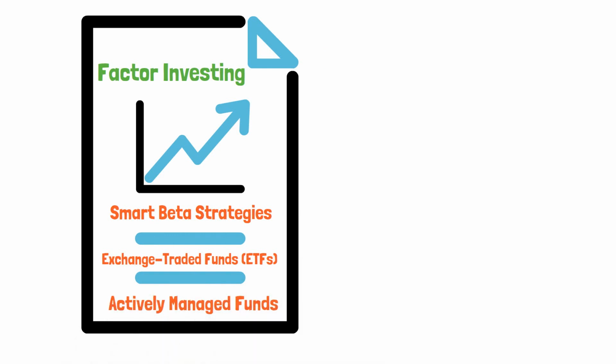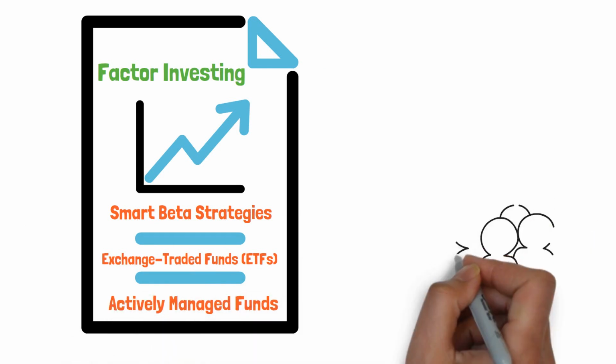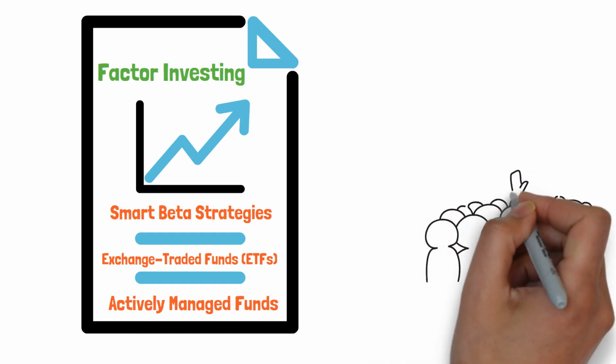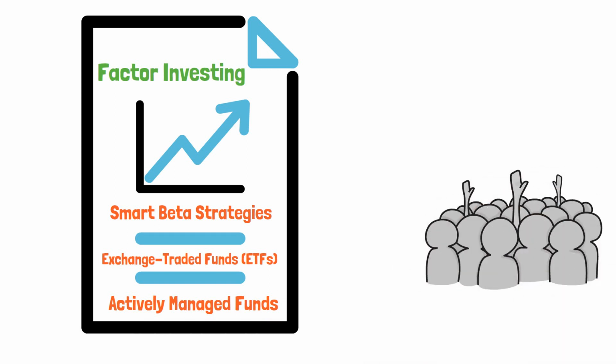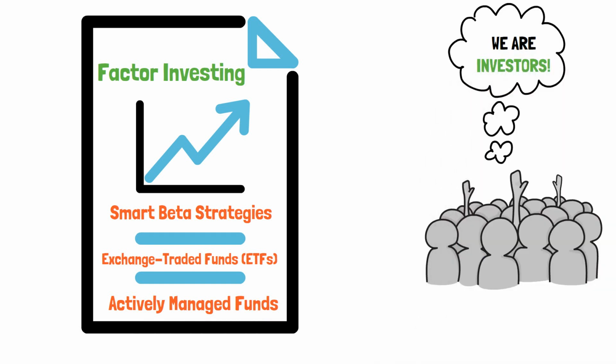Factor investing can be implemented through various methods, including smart beta strategies, exchange-traded funds, ETFs, and actively managed funds. It has become increasingly popular in recent years, as investors have become more aware of the potential benefits of focusing on specific factors when making investment decisions. Factor investing can be a powerful tool for investors looking to enhance their returns and diversify their portfolio.